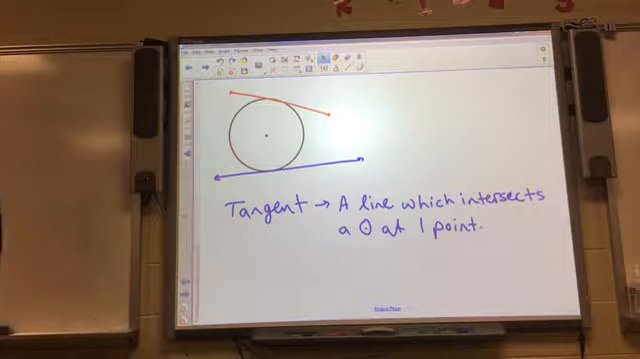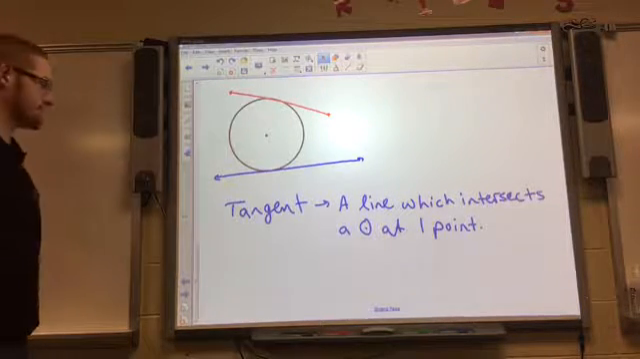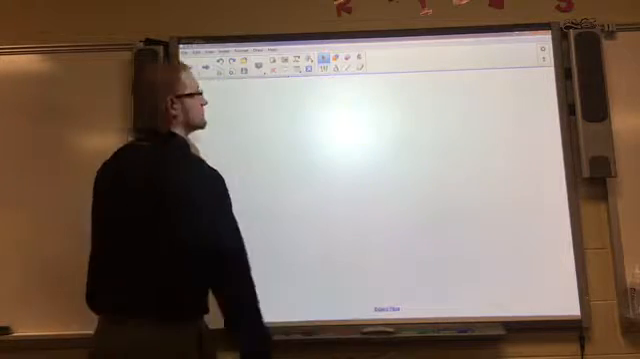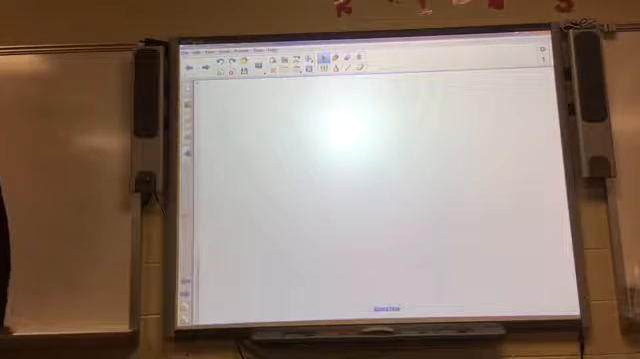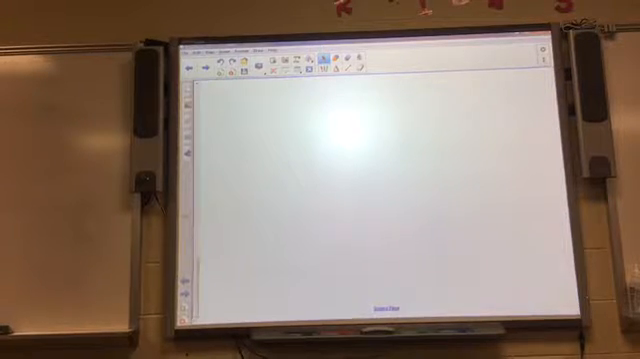I want you guys to take a look down at example 1. The directions say, tell whether the line or segment is best described as a chord, a secant, a tangent, a diameter, or a radius of circle C. So, again, ignore the solutions. We don't want to look at those. We can figure this out on our own.